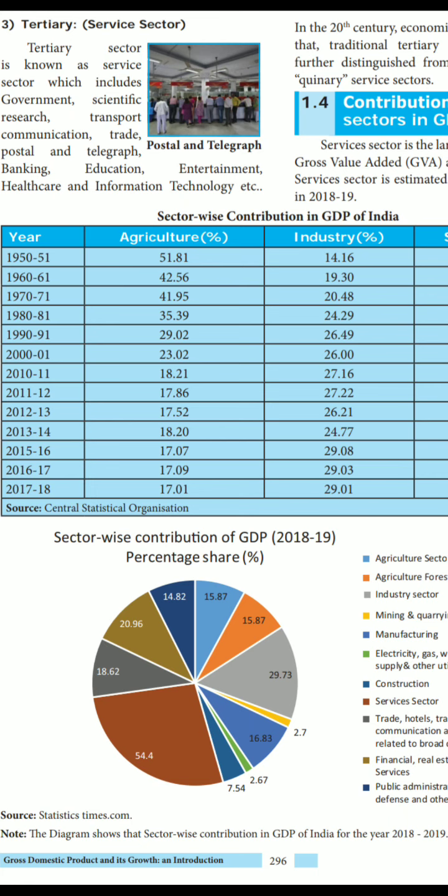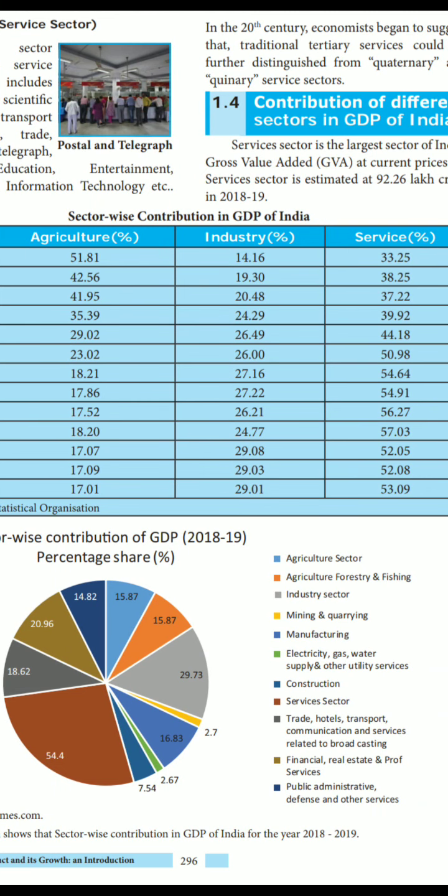Okay, this pie chart, what do you understand about this pie chart? So here the agricultural sector, how much percentage? Can you identify how much percentage this agricultural sector is? That is 15.87%. Next, agricultural, forestry and fishing. There, how many percentage? 15.87%. Okay, both are the same. Industry sector, how much percentage?